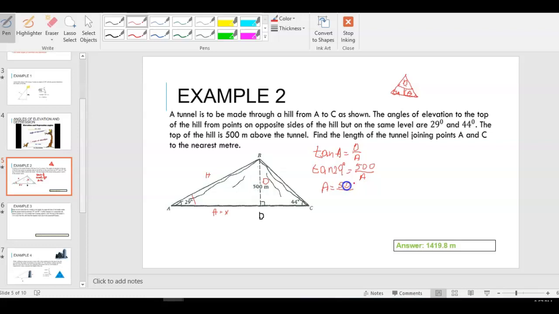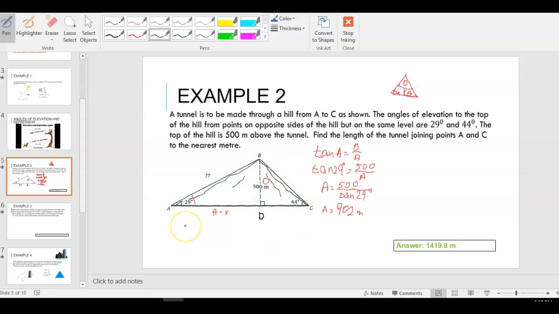500 divided by tangent of 29 degrees. Okay, from where A, putting that into your calculator, is approximately 902 meters. Okay, but we also need to find this other part on the triangle BCD.